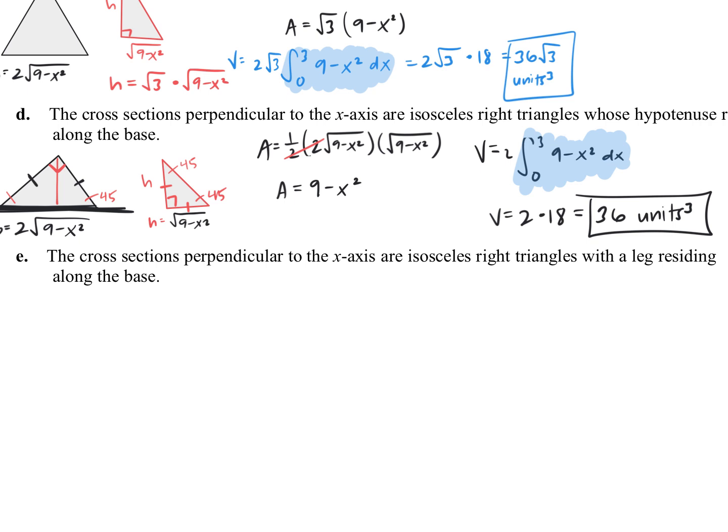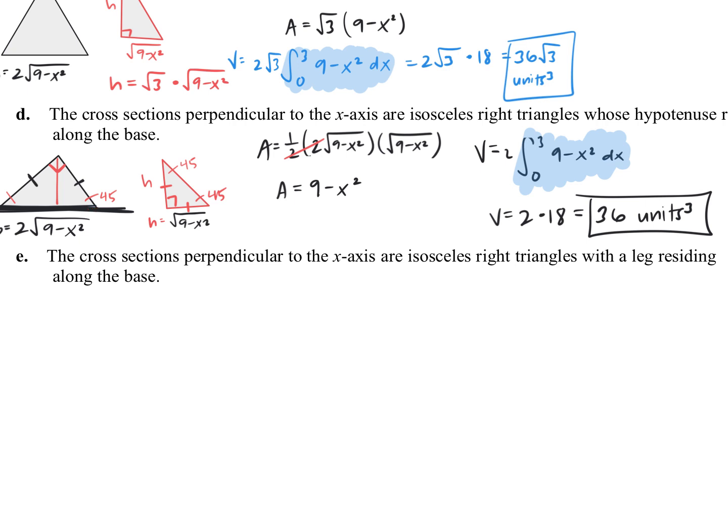Okay, again, the wording on the letter E is a little tricky, but once you figure out what your picture looks like, the rest of it is just like example D. So the cross-section perpendicular again to the x-axis is an isosceles right triangle again, but the leg is along the base. So I'm taking this whole shape right here and rotating it, but now my leg is going to be this value here of 2 times the square root of 9 minus x squared, okay?